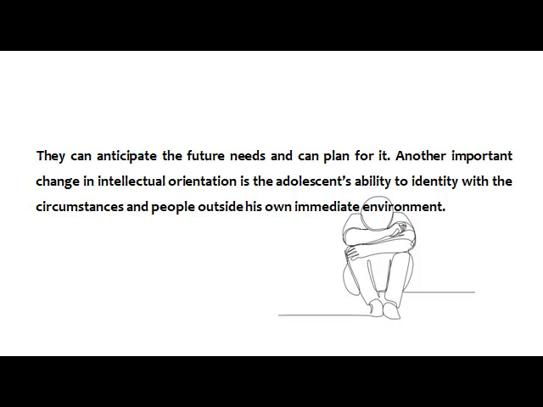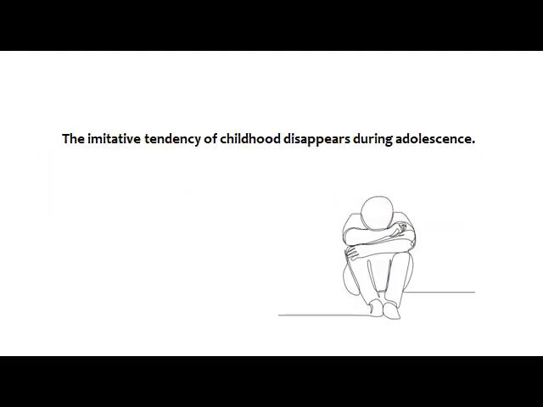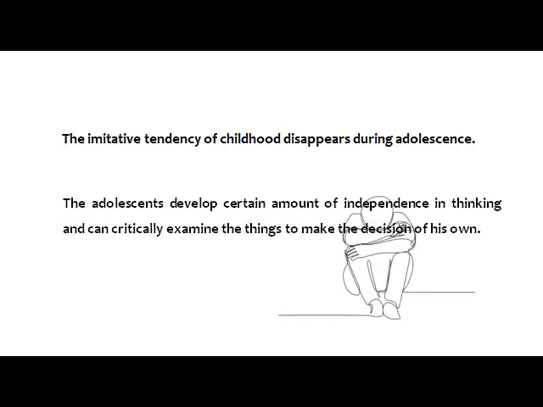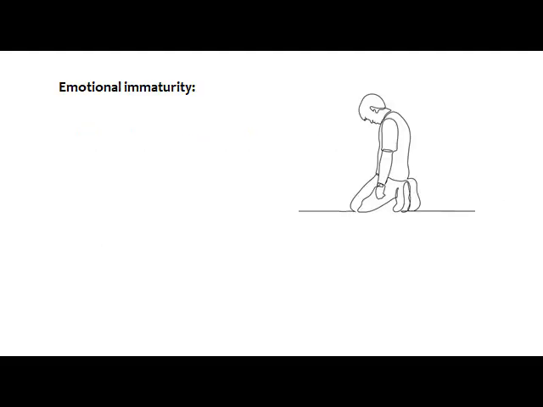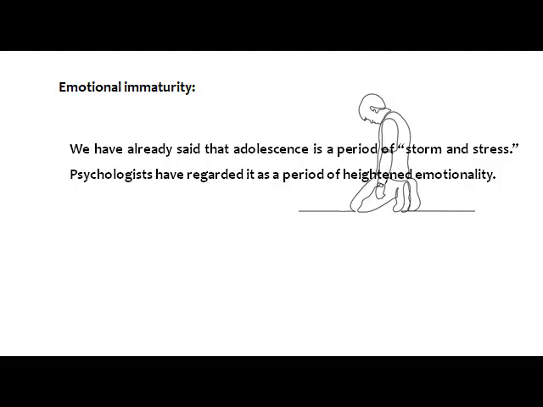Another important change in intellectual orientation is the adolescent's ability to identify with the circumstances and people outside his own immediate environment. The imitative tendency of childhood disappears during adolescence. The adolescent develops certain amount of independence in thinking and can critically examine the things to make the decision of his own.